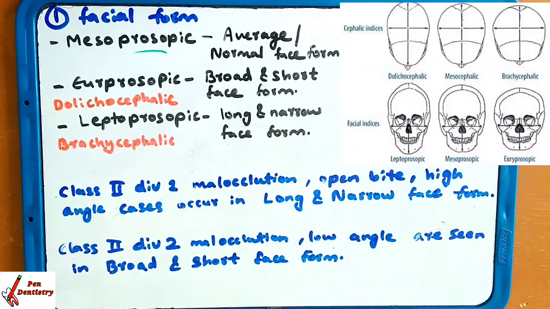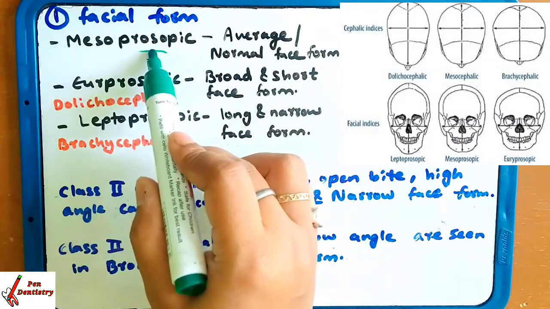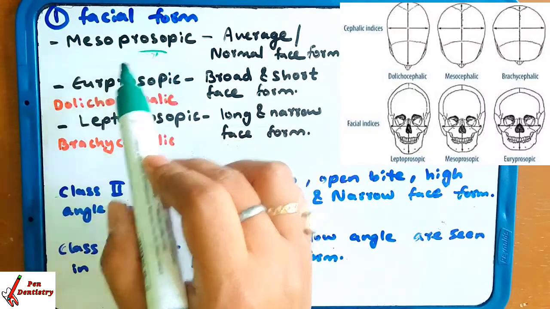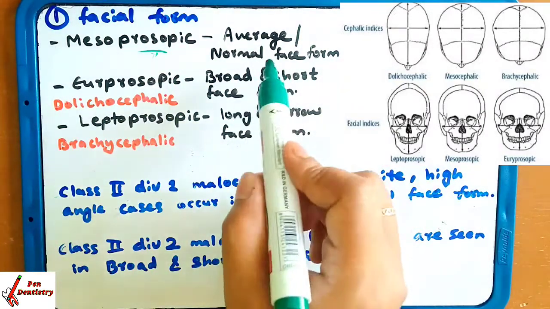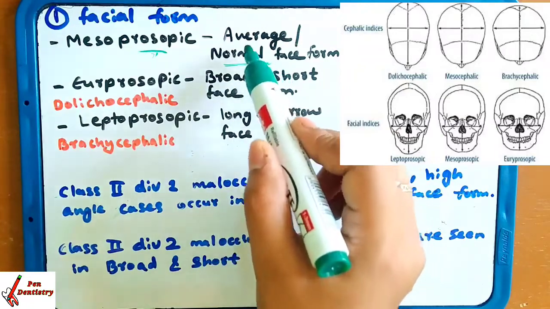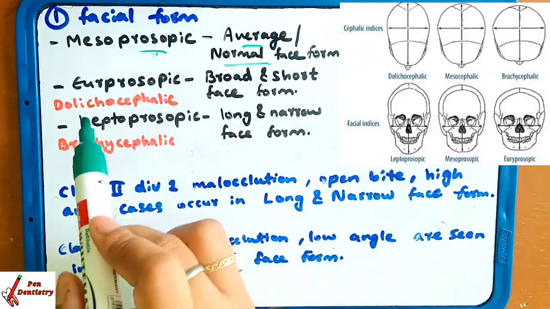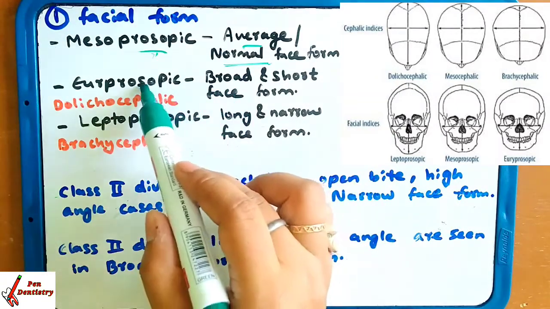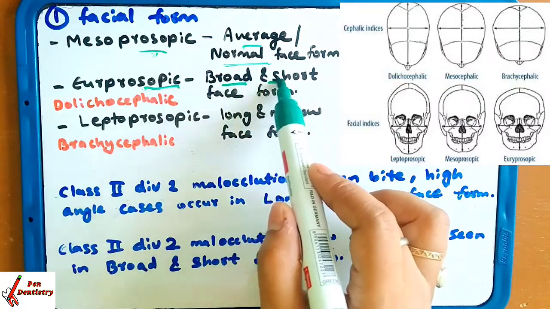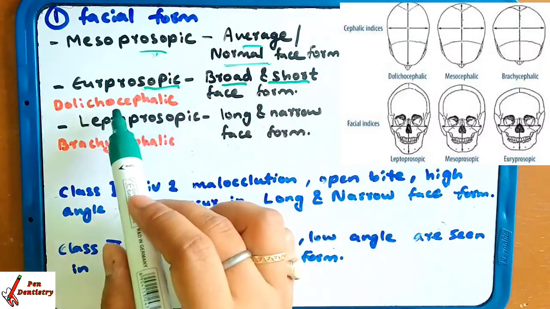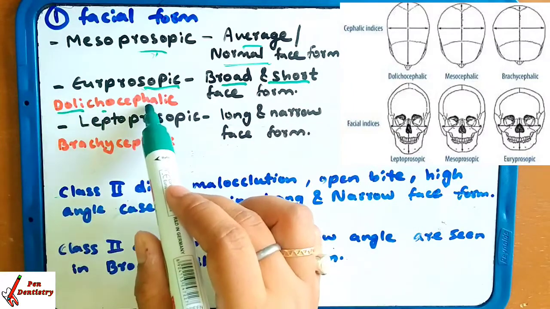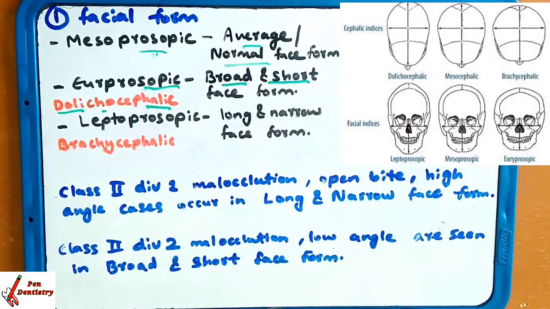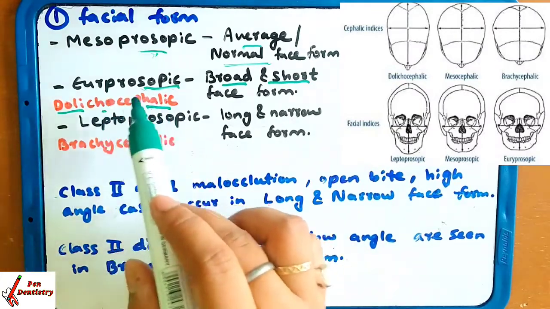Now first one is facial form. In facial form there is mesoprosopic, that is the average and normal face form. In europrosopic, the broad and short face form. As you can see in the picture, europrosopic is seen by a broad and short face. Okay, it consists of dolichocephalic face form. Dolichocephalic face form is seen in europrosopic.